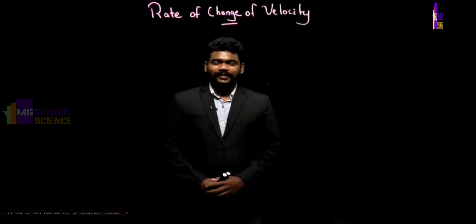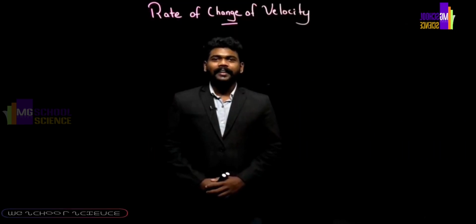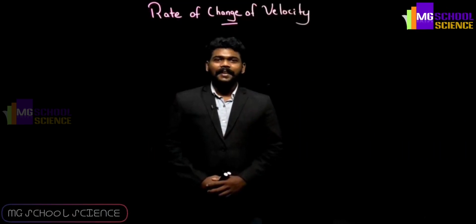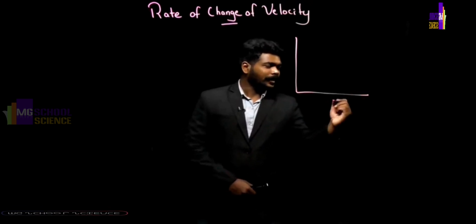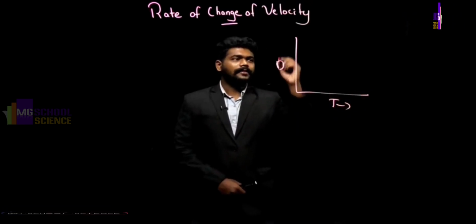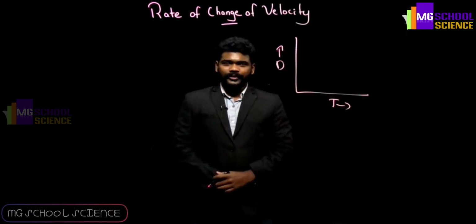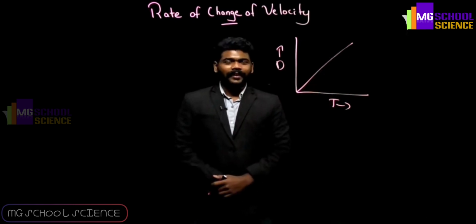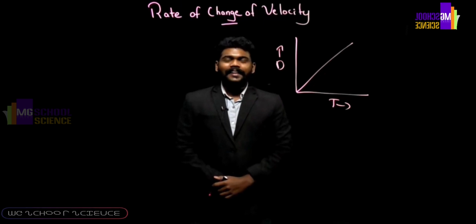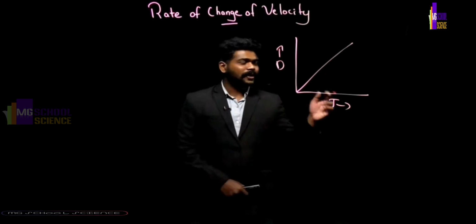Change of velocity. We know that for a body in uniform motion, it covers equal distance in equal intervals of time. That is, whenever you draw a graph between time and distance for a uniform motion, you get a linear graph. We have seen this, right? Now, can you tell me, is the velocity changing with respect to time?